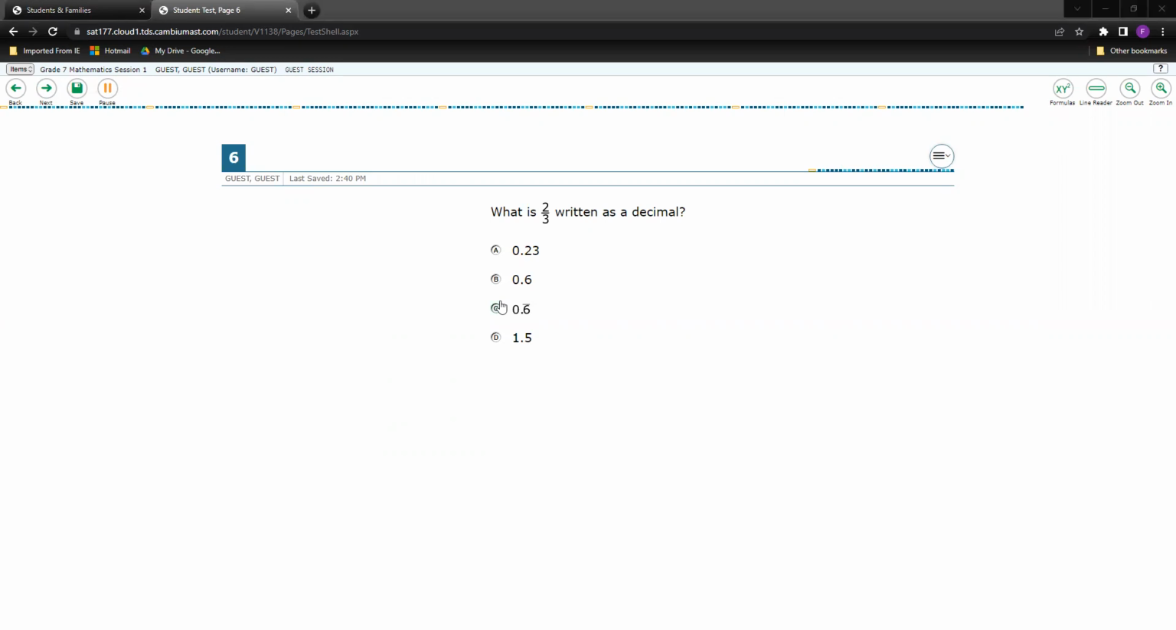Next question. 2 over 3 is 0.6 repeated. Do not choose B, choose C, because it is repeated.